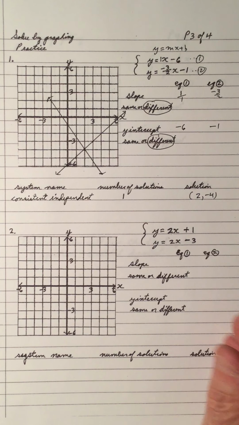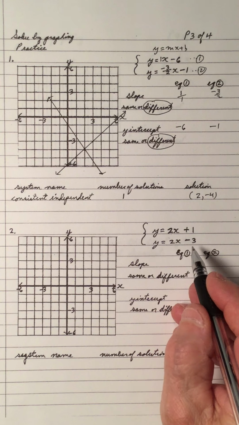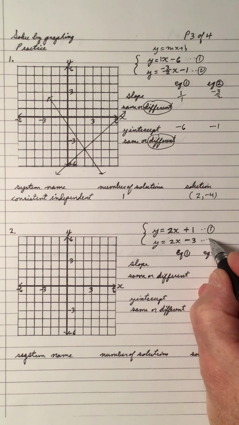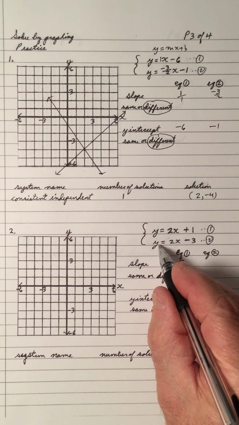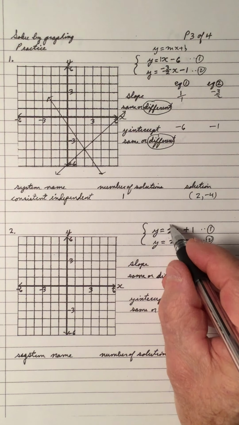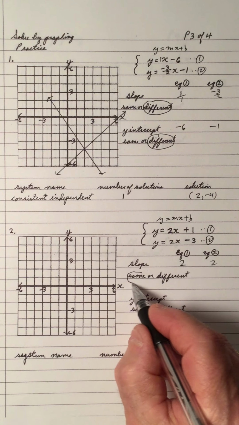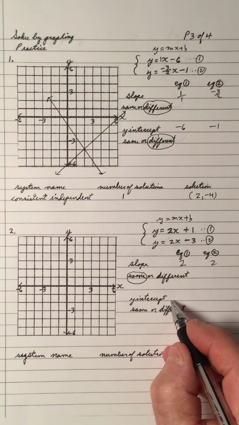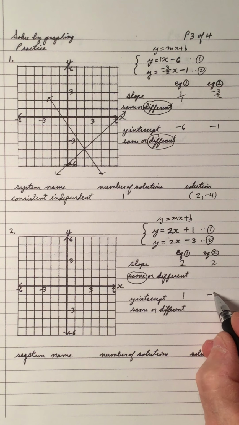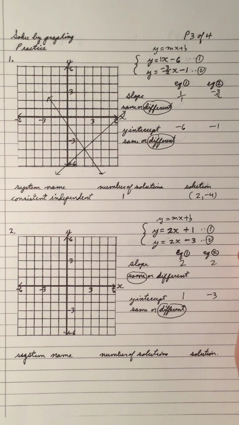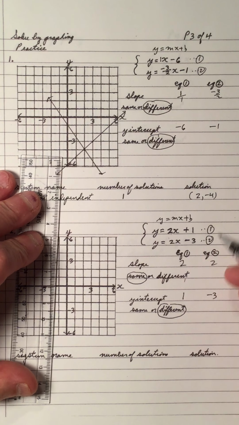Number 2, we have these two equations: y equals 2x plus 1, and y equals 2x minus 3. This is equation 1. This is equation 2. In equation 1, the slope is 2. In equation 2, the slope is also 2. Remember, y equals mx plus b. M is your slope. And the slopes are the same. And let's look at the y-intercepts. The y-intercept in equation 1 is 1. The y-intercept in equation 2 is negative 3. The y-intercepts are different. And what do you predict? Well, if you've got the same slopes and different y-intercepts, then the lines are not going to intersect.